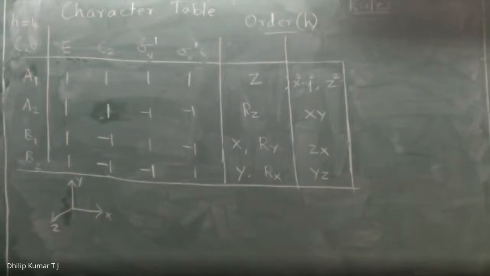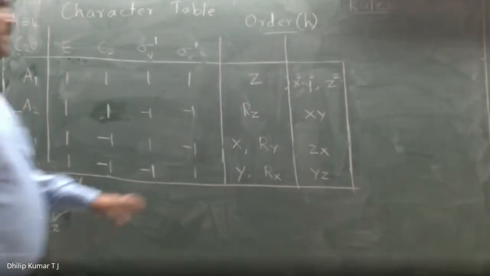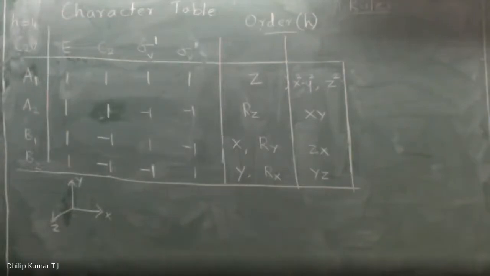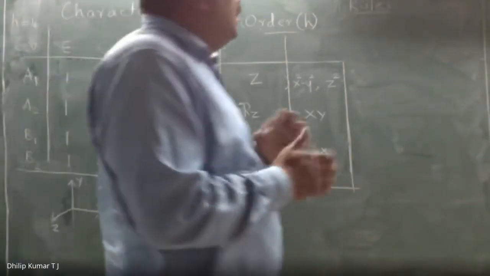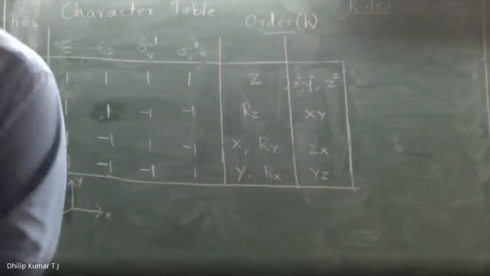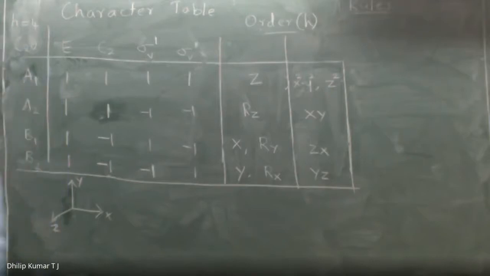And now we'll see this. So I was telling you these are the translational vectors or rotational, right? So to find out the symmetry of vibrational modes in the water molecule, one can apply this table. So let's start with that.